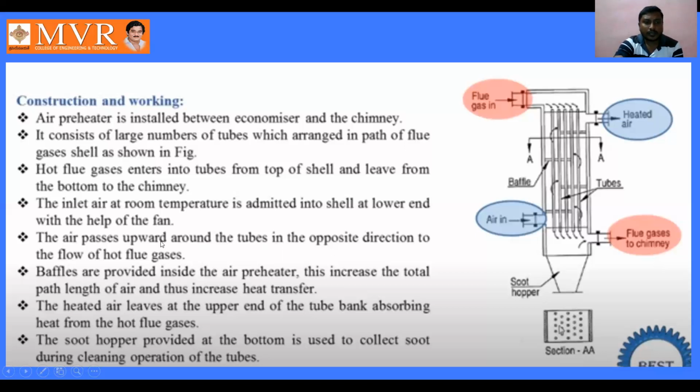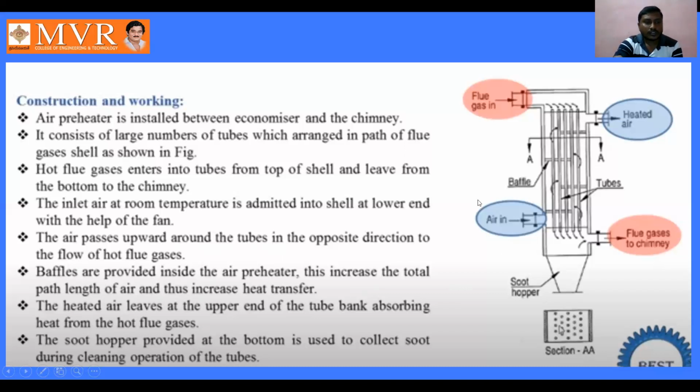See here, the air passes upward through the tubes, which means it is moving in the upward direction, opposite to the top flow of hot flue gas. Baffles are provided inside the air preheater. They increase the total path length of air and thus increase heat transfer. For heat transfer, the baffles are placed here inside of this.